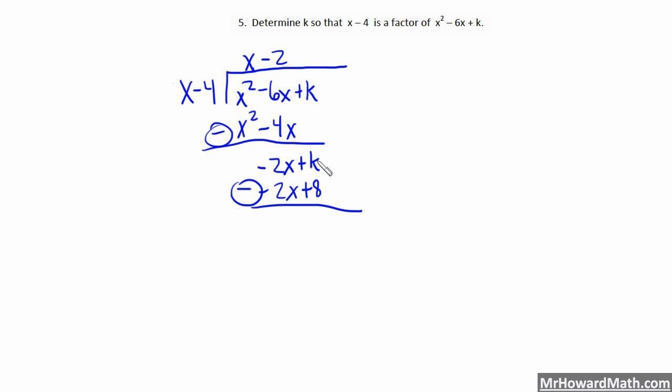So right here, we need to do k minus 8 needs to equal 0 when we're done, so that we have a remainder of 0. In order for this to work, k minus 8 must equal 0. Therefore, k has to equal 8. We just solve for k here. So there's our answer. All right, so it seems a little different, but it's really not too bad.